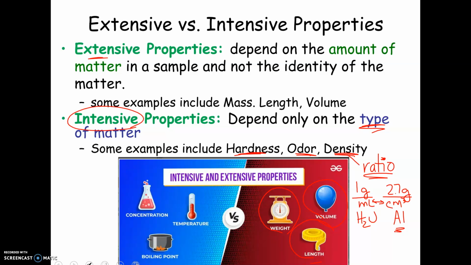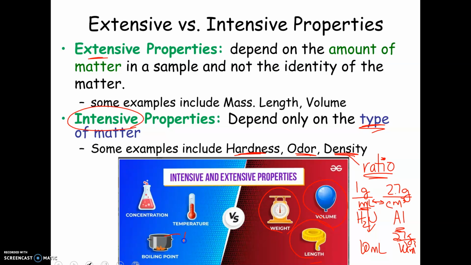It doesn't matter how much water I have. For every milliliter of water, it's going to weigh 1 gram. So if I have 10 milliliters of water, it'll weigh 10 grams. If I have 10 cubic centimeters of aluminum, it'll weigh 27 grams. So that ratio would never ever change. And that's why density is an intensive property, just like boiling point and melting point also.